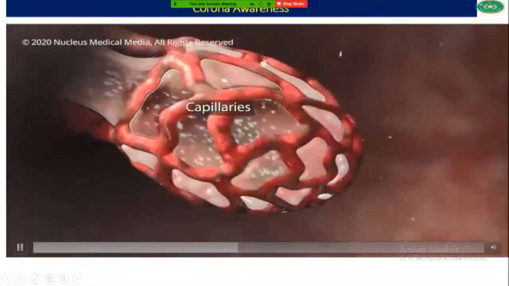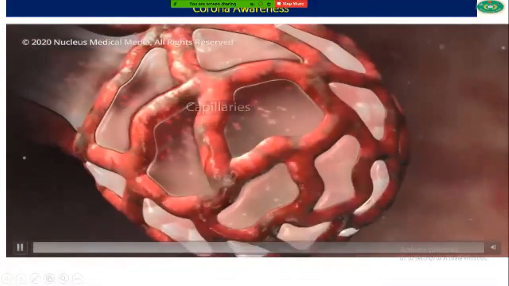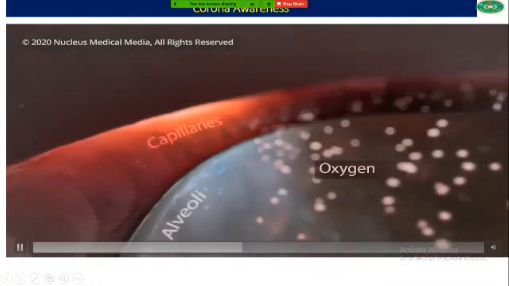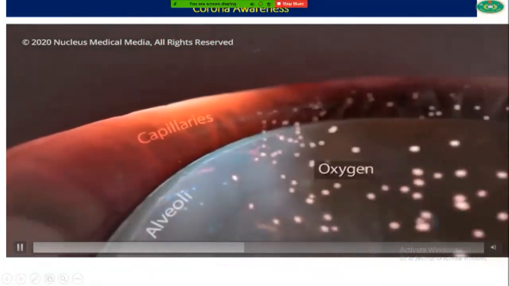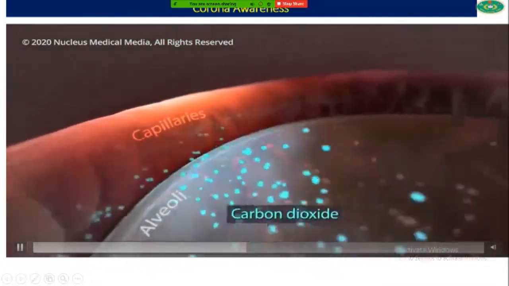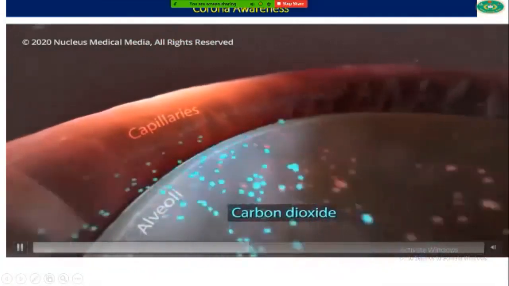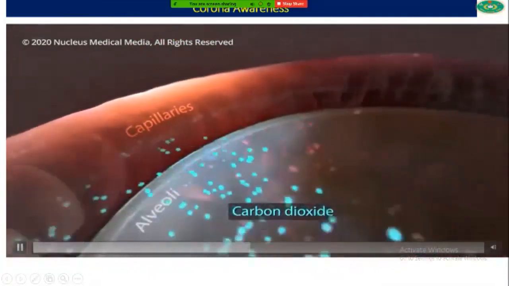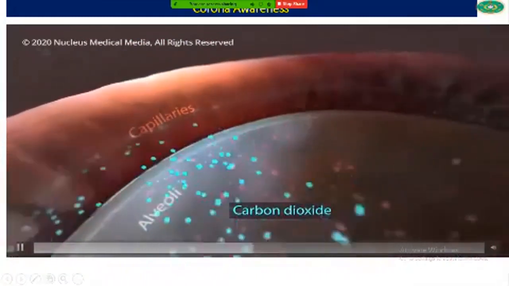Small blood vessels called capillaries surround your alveoli. Oxygen from the air you breathe passes into your capillaries, and then carbon dioxide from your body passes out of your capillaries into your alveoli so that your lungs can get rid of it when you exhale.